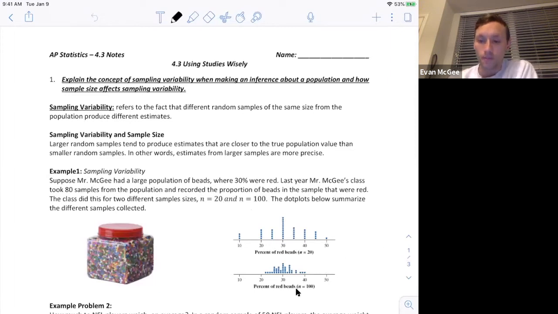So you can see the samples of size 100 were closer to 30 on average than the samples of 20. This is a good visual for the fact that larger samples tend to produce closer, more accurate predictions about a population than smaller samples do, because you can see the smaller samples are more spread out. There's still variation in the different samples of size 100. They just all tend to be closer on average.